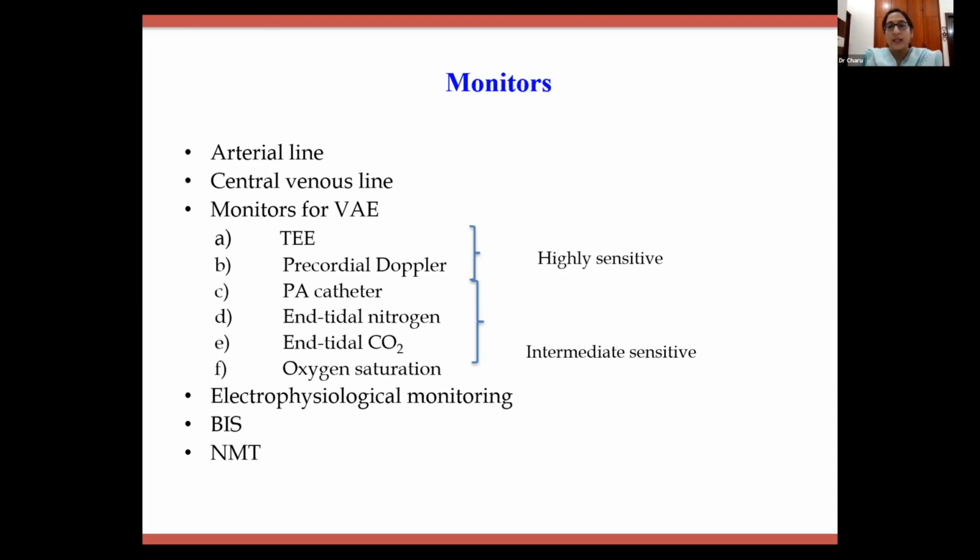Monitors for VAE: if the patient is being operated in sitting position, the different monitors for VAE should be inserted. I'll be coming to this later. The other electrophysiological monitoring, such as motor evoked potential, somatosensory evoked potential, and brainstem evoked potential monitoring, might be used intraoperatively.